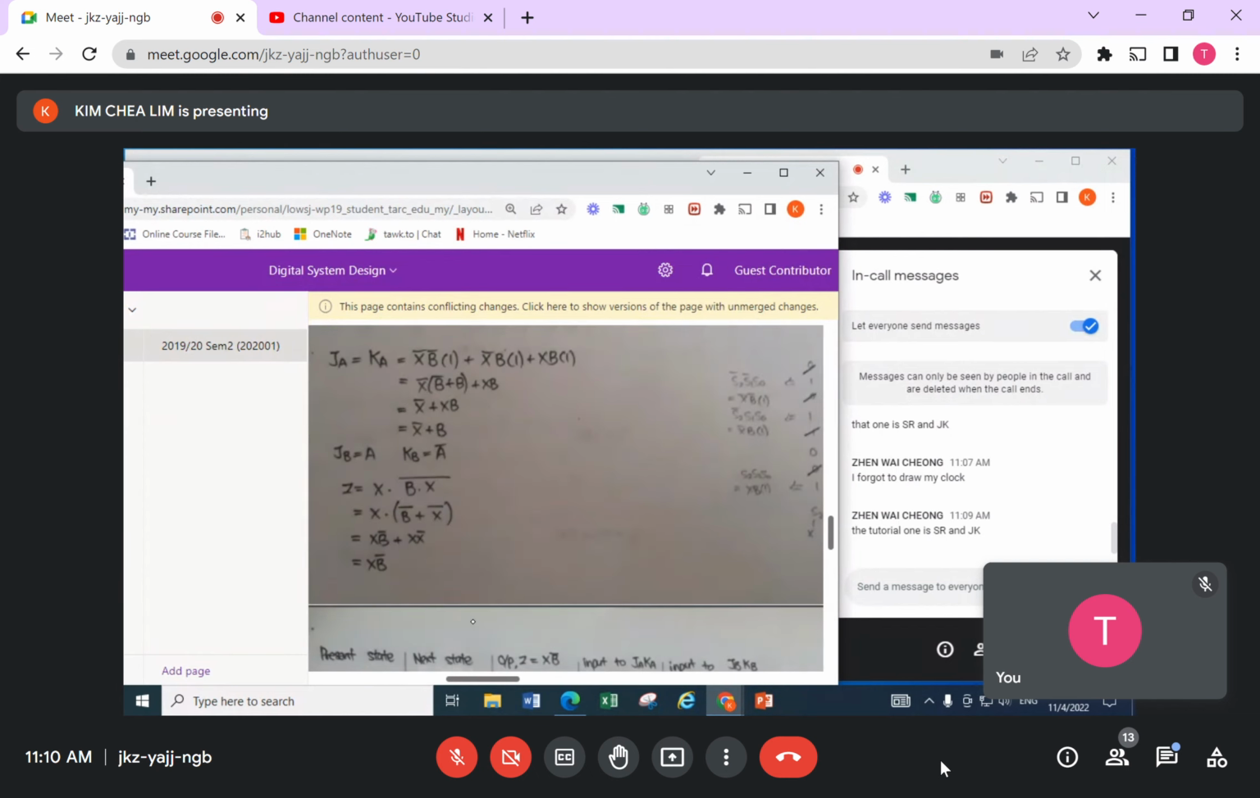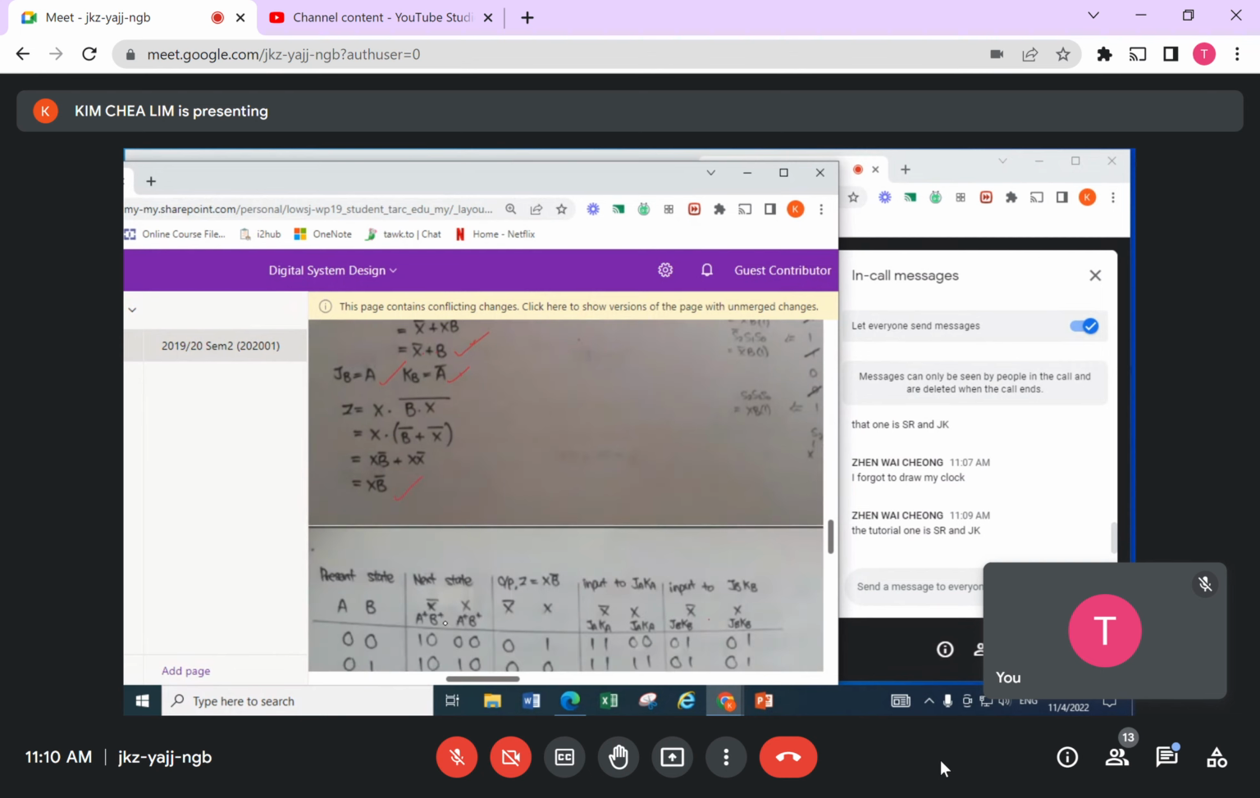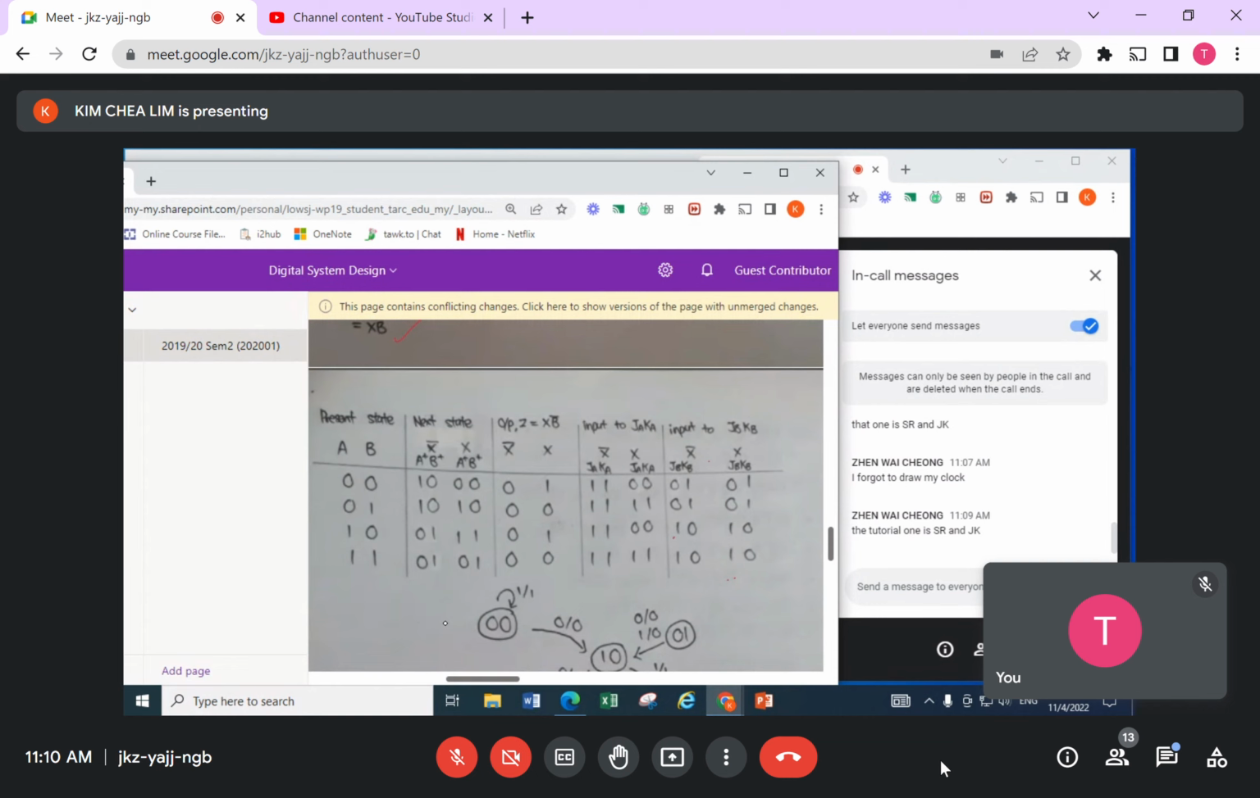Maybe I should start off with expressions. My JA is given as x bar plus B. Yes, x bar plus B. JB is easy, KB also easy. What about my Z? Z is given by this one. So with that, we fill in those expressions into the table.